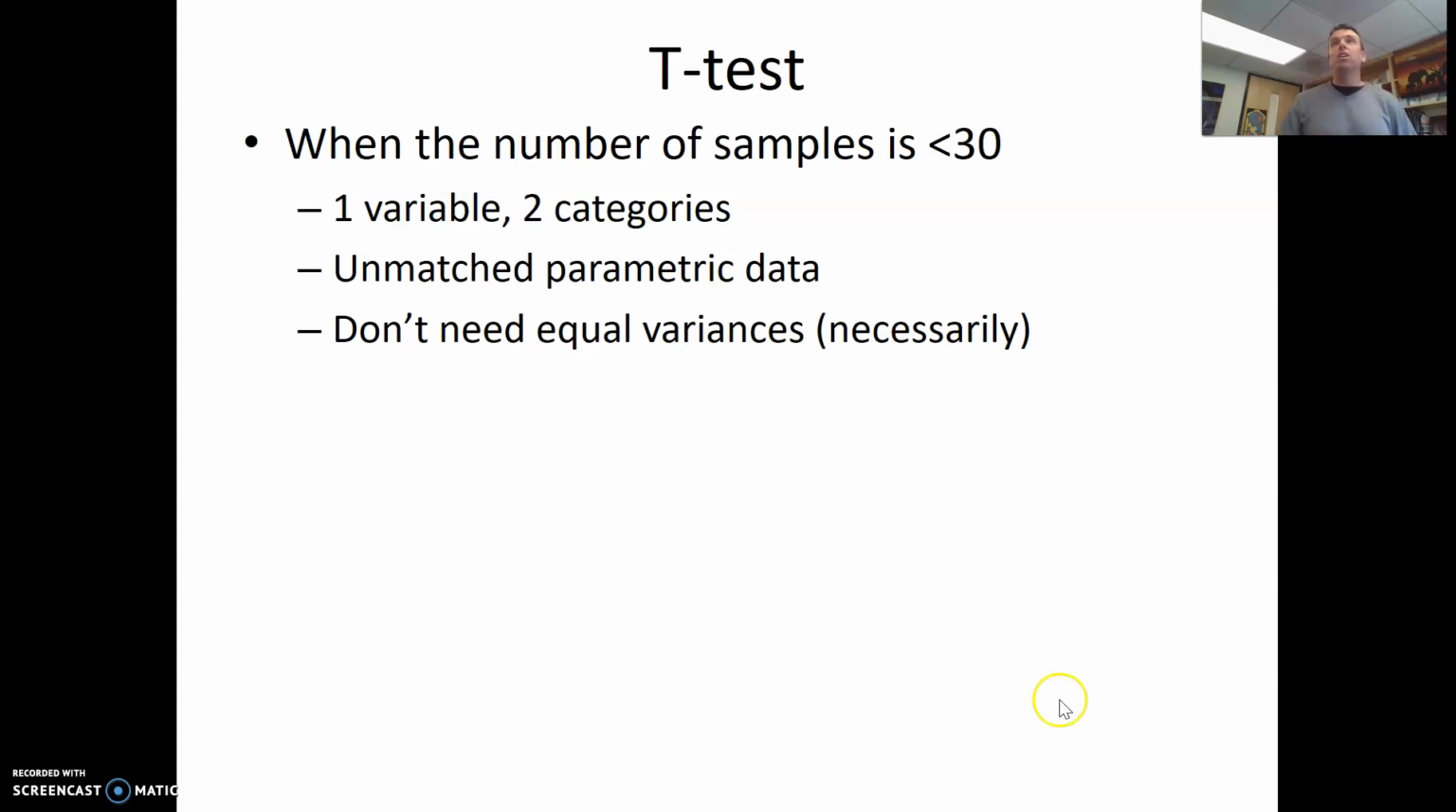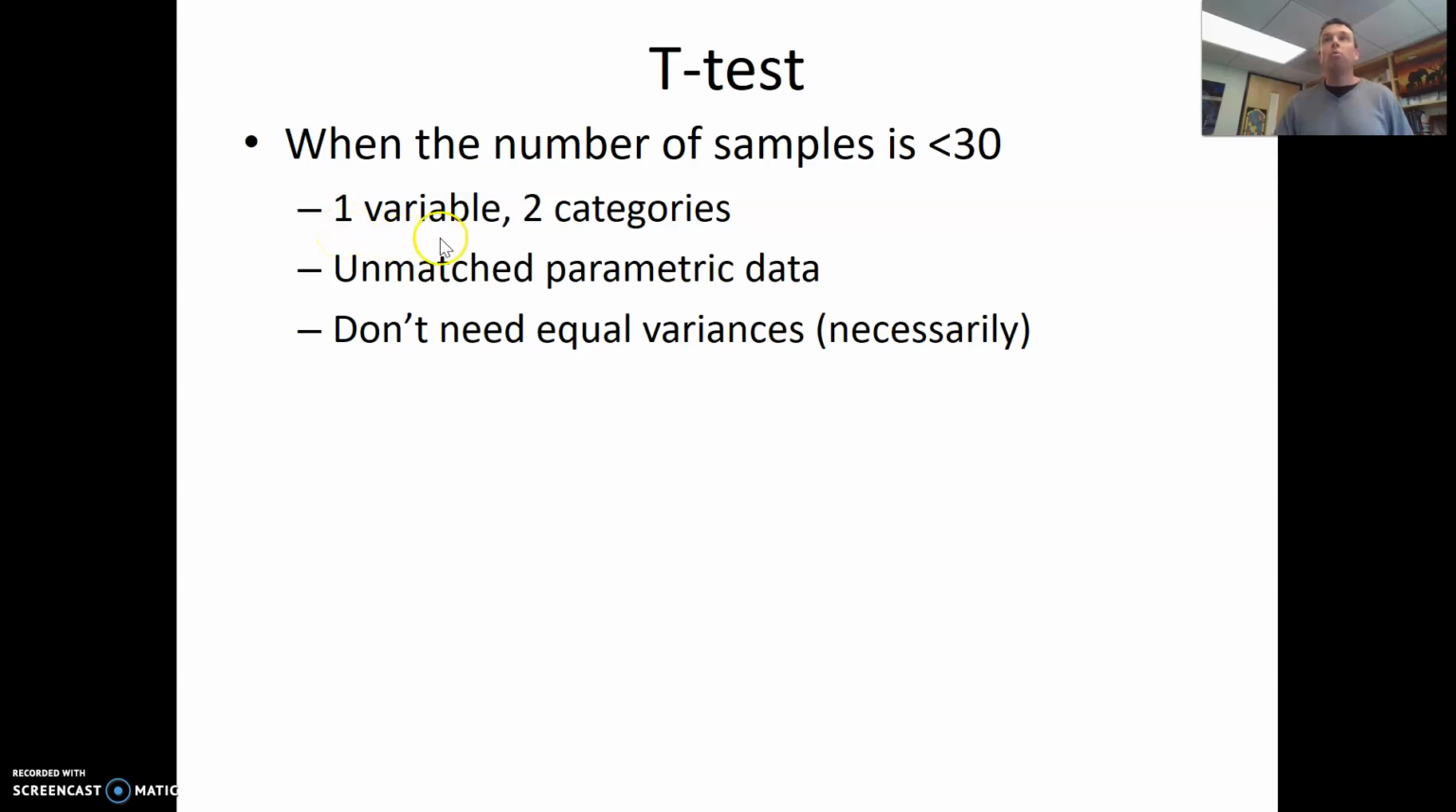So the t-test is great for when your number of samples is less than 30, although it can work for samples over 30 as well. But in the right circumstances, if your data is correct and hits some assumptions, if you have more than 30 replicates, the z-test actually is more powerful. All right, so the t-test, again, when your sample is less than 30, this part is absolutely critical.